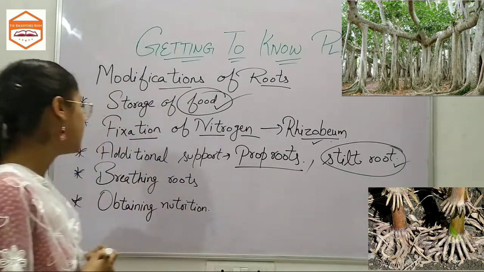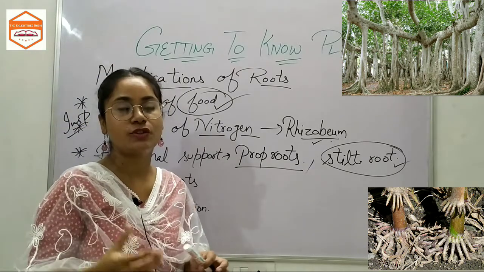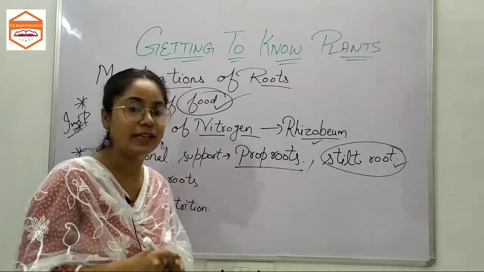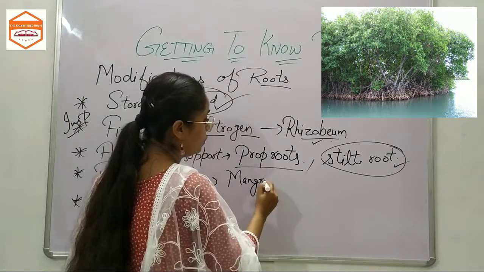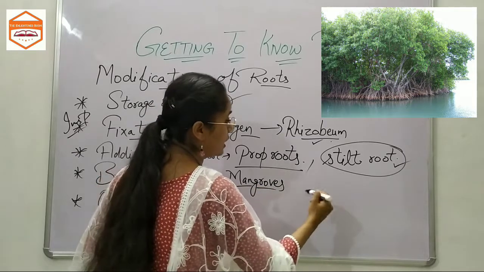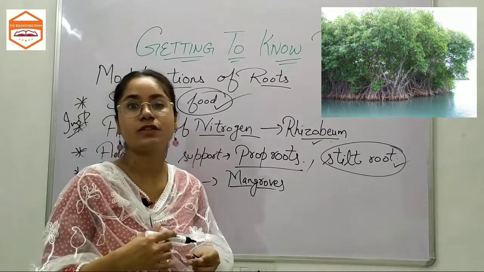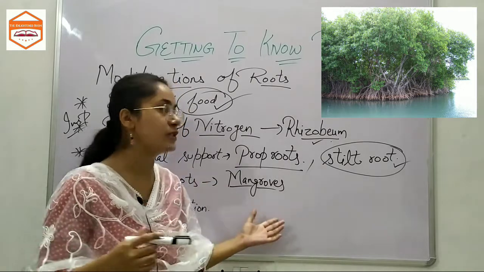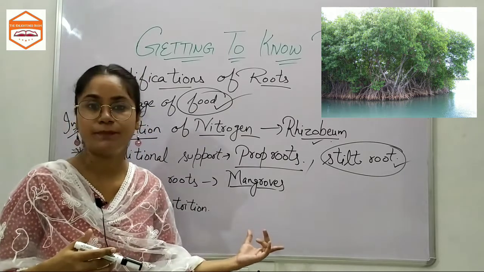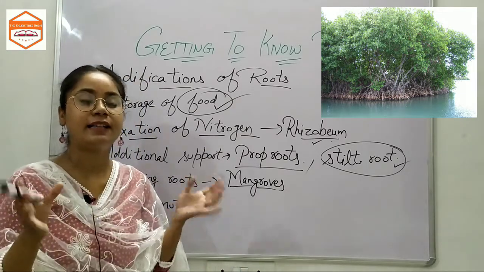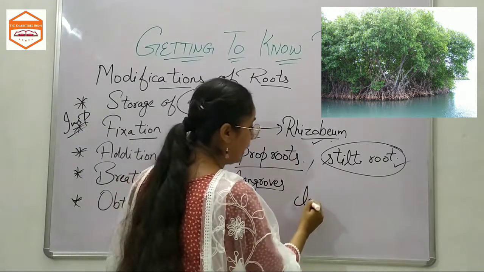Now the next one is breathing roots. You all would have seen pictures or videos of the mangrove plant. In the case of mangroves, you would see roots coming out. You can see through the picture, roots coming out from the ground, from the soil. Now mangroves are found in those areas where there is a huge quantity of water, or the land is marshy and the soil is clay soil. Pay attention, the soil is clay soil.